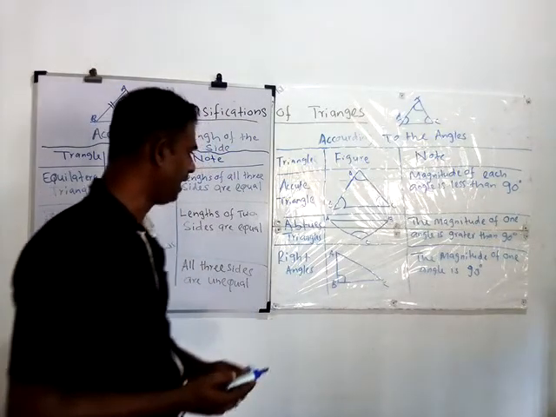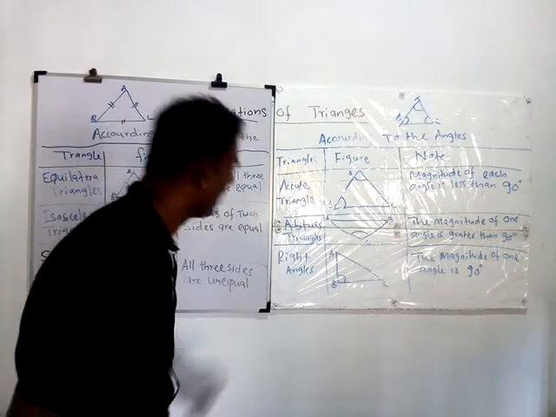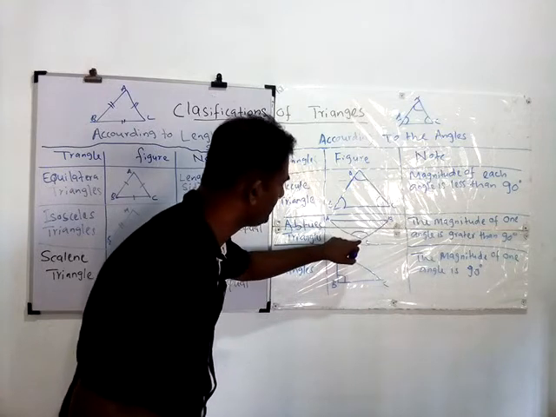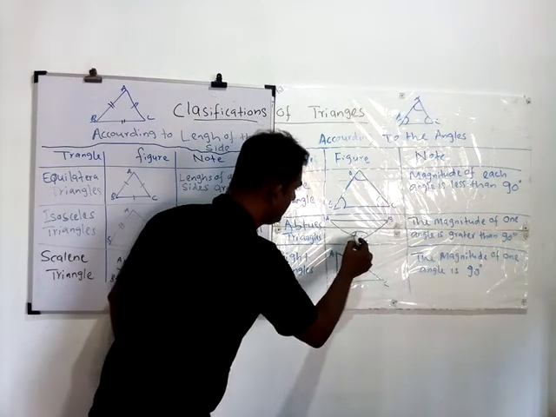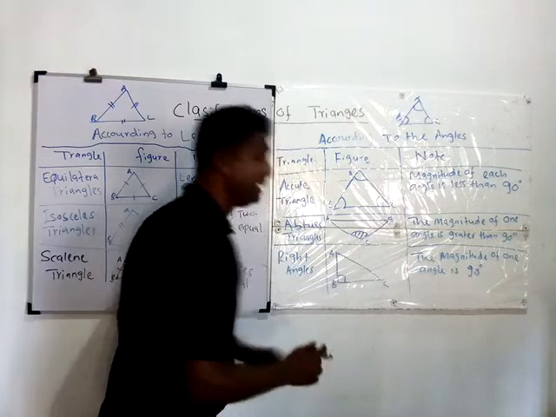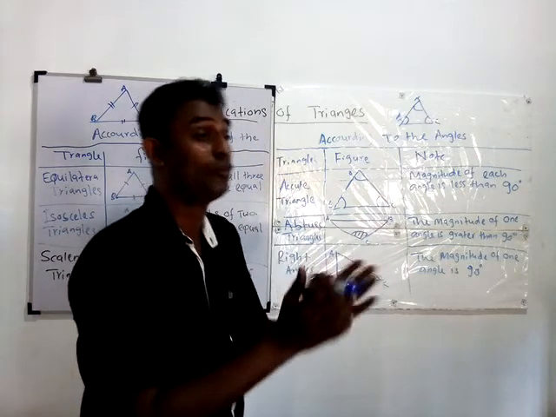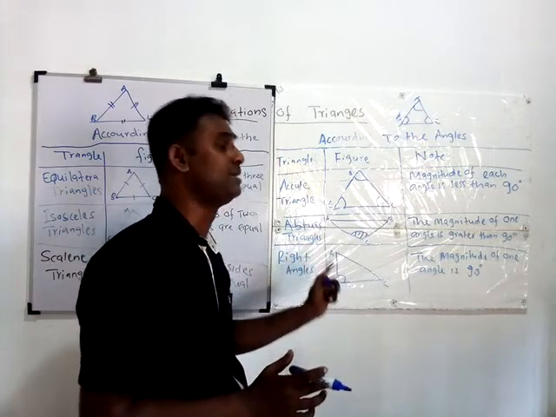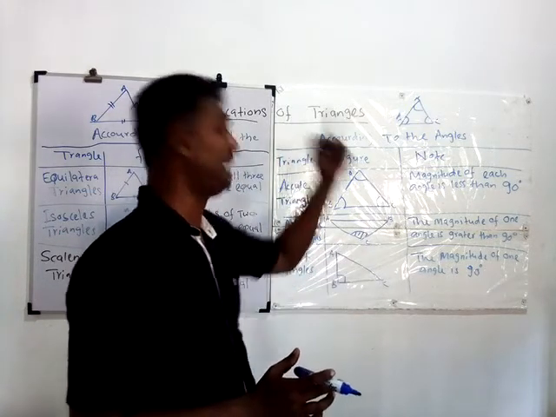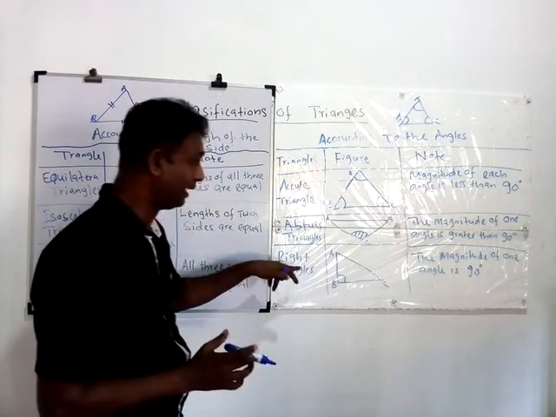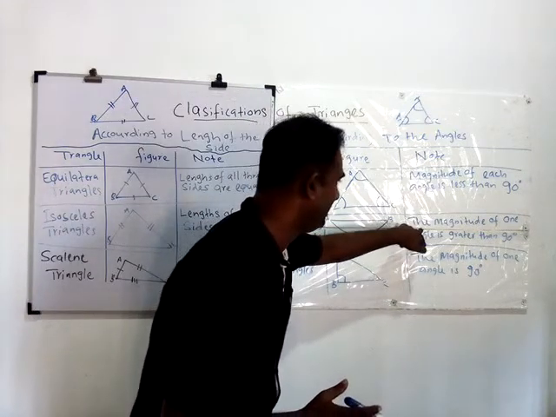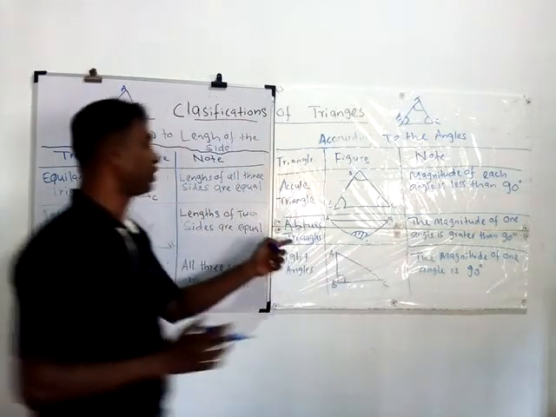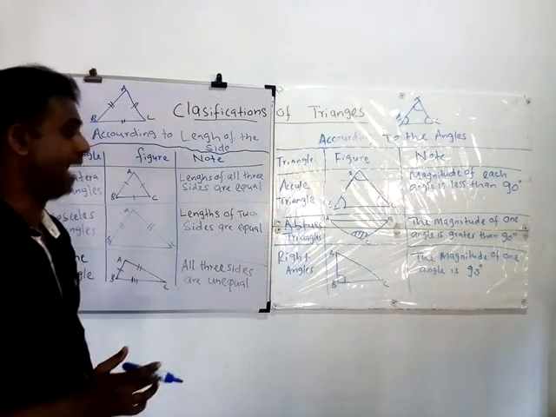We already studied that. The other one is the obtuse-angled triangle. In triangle ABC, you can see this angle is greater than 90 degrees. You remember that an obtuse angle means an angle which is greater than 90 degrees. Yes, if the magnitude of one angle is greater than 90 degrees, we call that an obtuse-angled triangle.